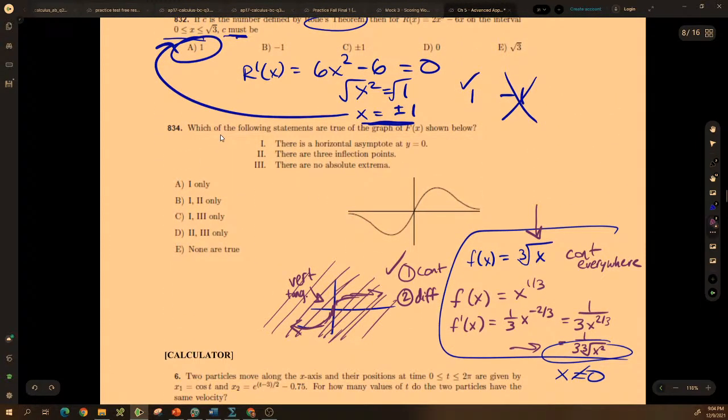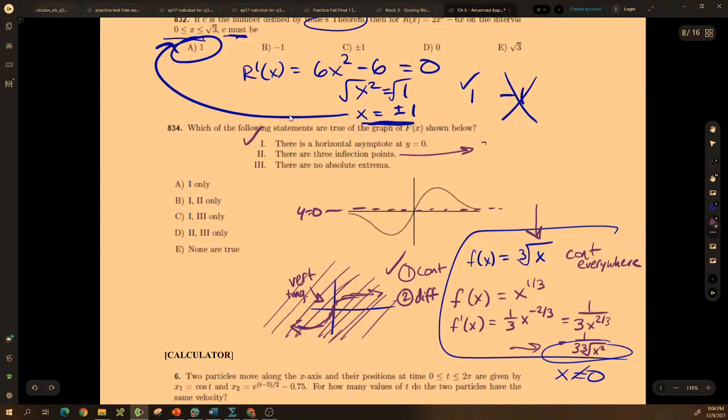All right, 834, which of the following statements are true of the graph of f of x shown below? Number 1, there is a horizontal asymptote at y equals 0. So horizontal asymptote, yep, that is y equals 0. True. There are 3 inflection points.